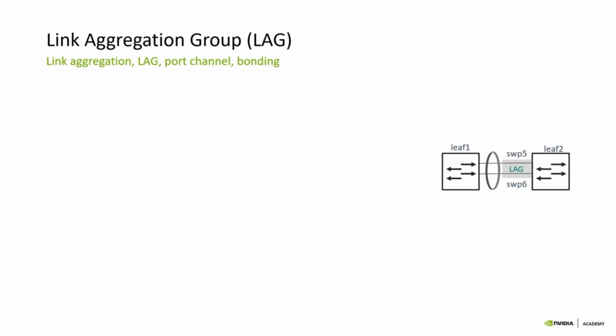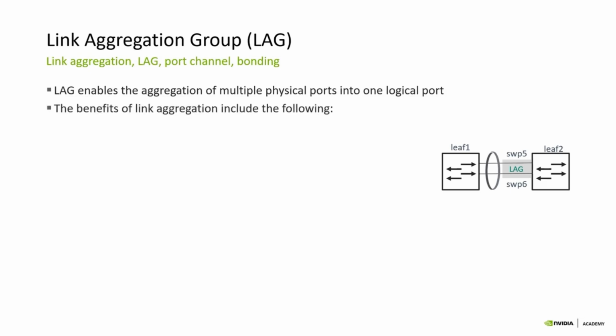Another Layer 2 feature to achieve higher bandwidth, load balancing, and redundancy is a link aggregation group, or LAG. LAG, also known as port channel or bonding, enables the aggregation of multiple physical ports into one logical port. The benefits of link aggregation include the following.